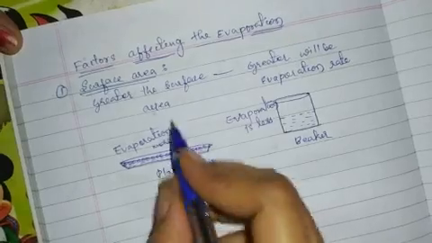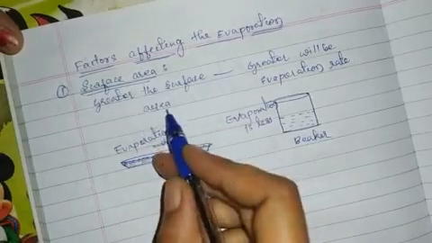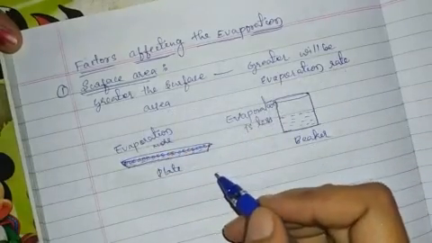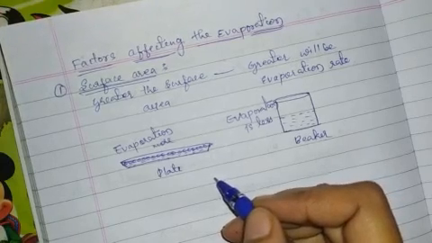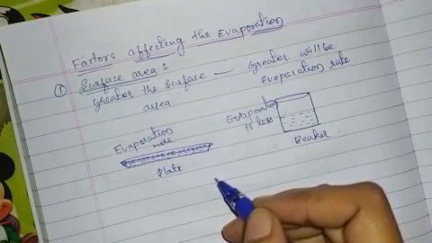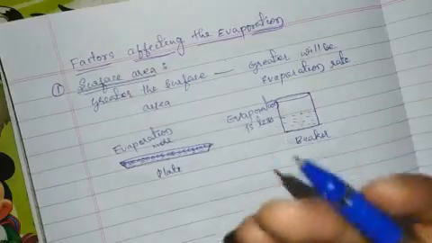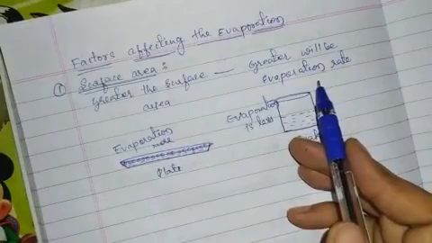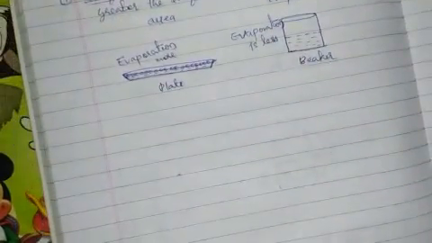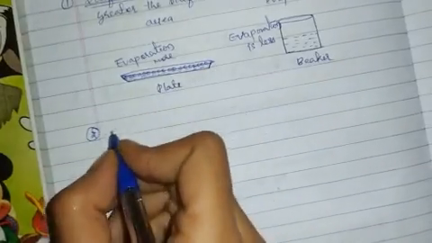Therefore, with increase in the surface area, greater will be the evaporation rate. This is because only the particles on the surface of the liquid get converted into vapors. So the greater the surface area, the greater the evaporation rate. We will see the next factor, that is increase in temperature.